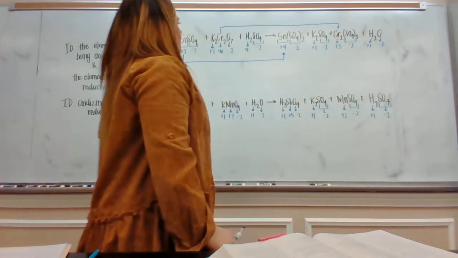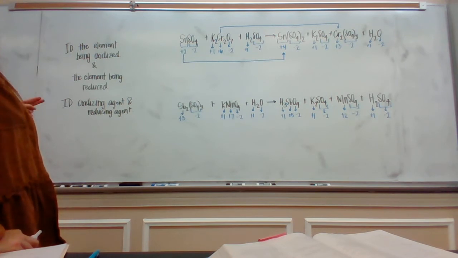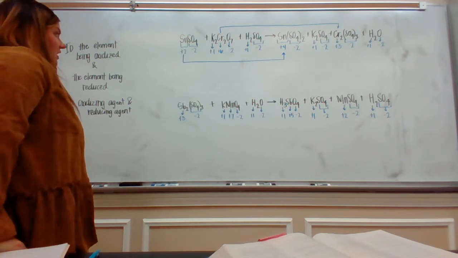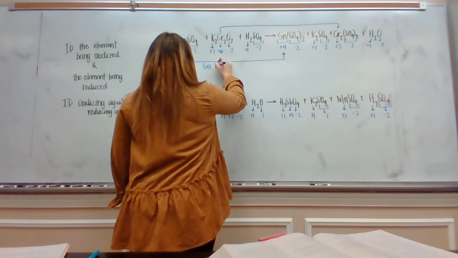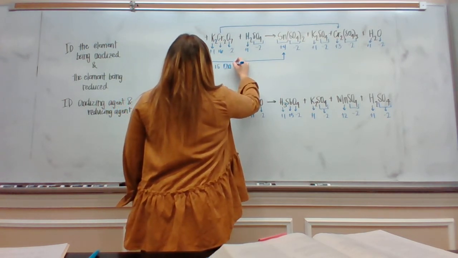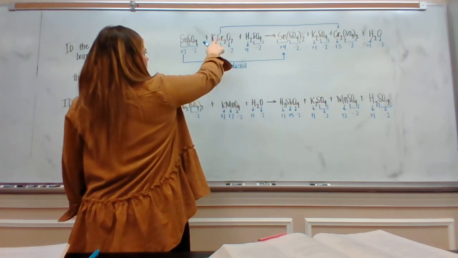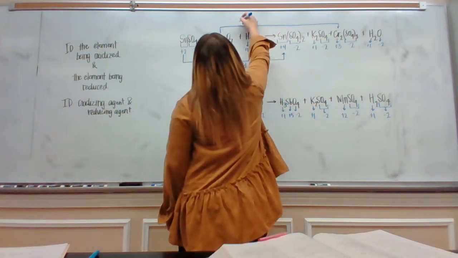Alright, so all the sulfates, hydrogens, and oxygens stayed the same, and potassium. The only thing that changed is Sn went from +2 to +4. So is it being oxidized or reduced? Okay. Then chromium went from +6 to +3, so it decreased, so it's being reduced.